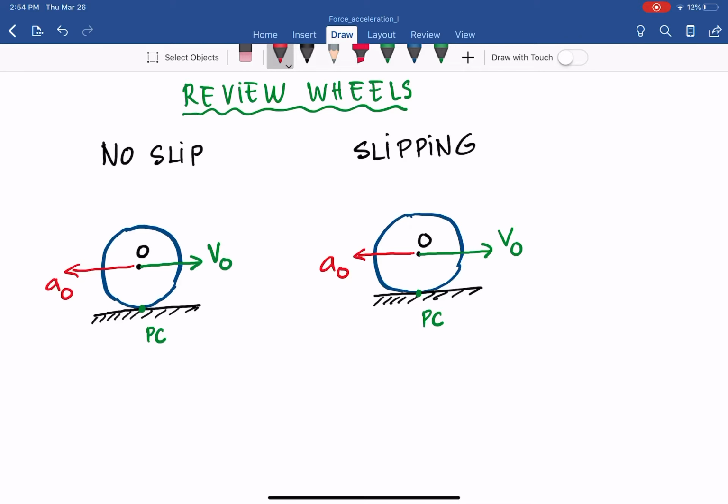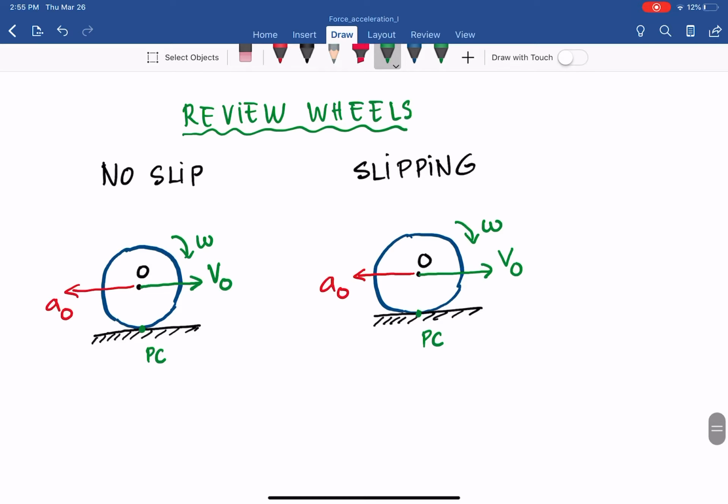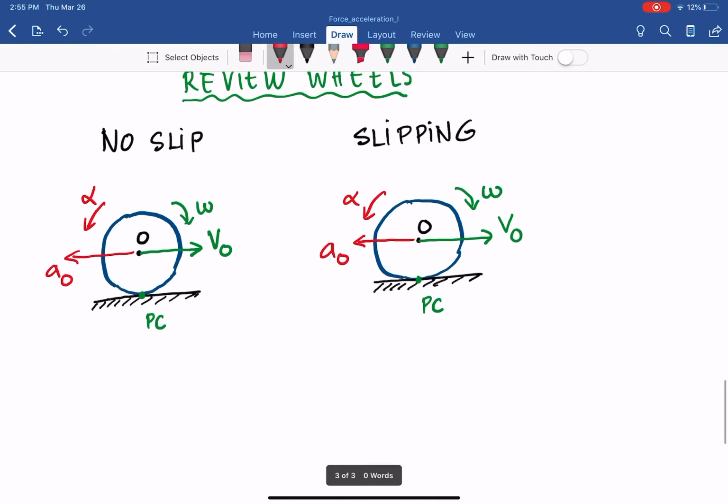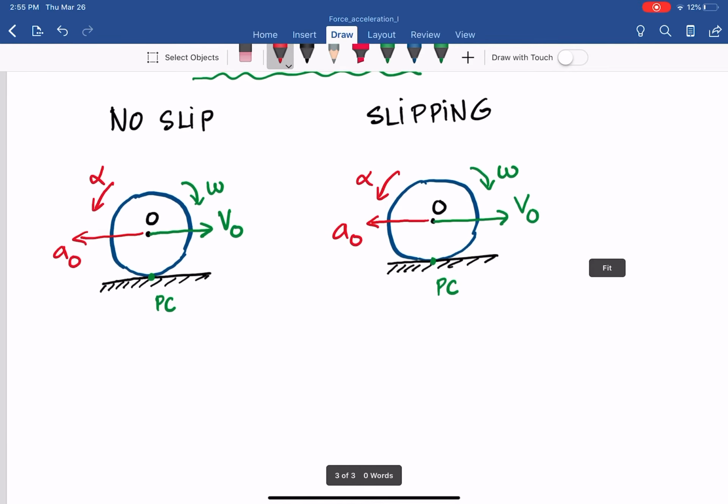Omega is consistent with V. So if V moves to the right, then omega will be clockwise. So no change, the same between slipping and no slipping. And then we also have the alpha for the no slip case. If it decelerates, alpha will be counterclockwise. Now this is going to be the difference between slip and no slip wheel.